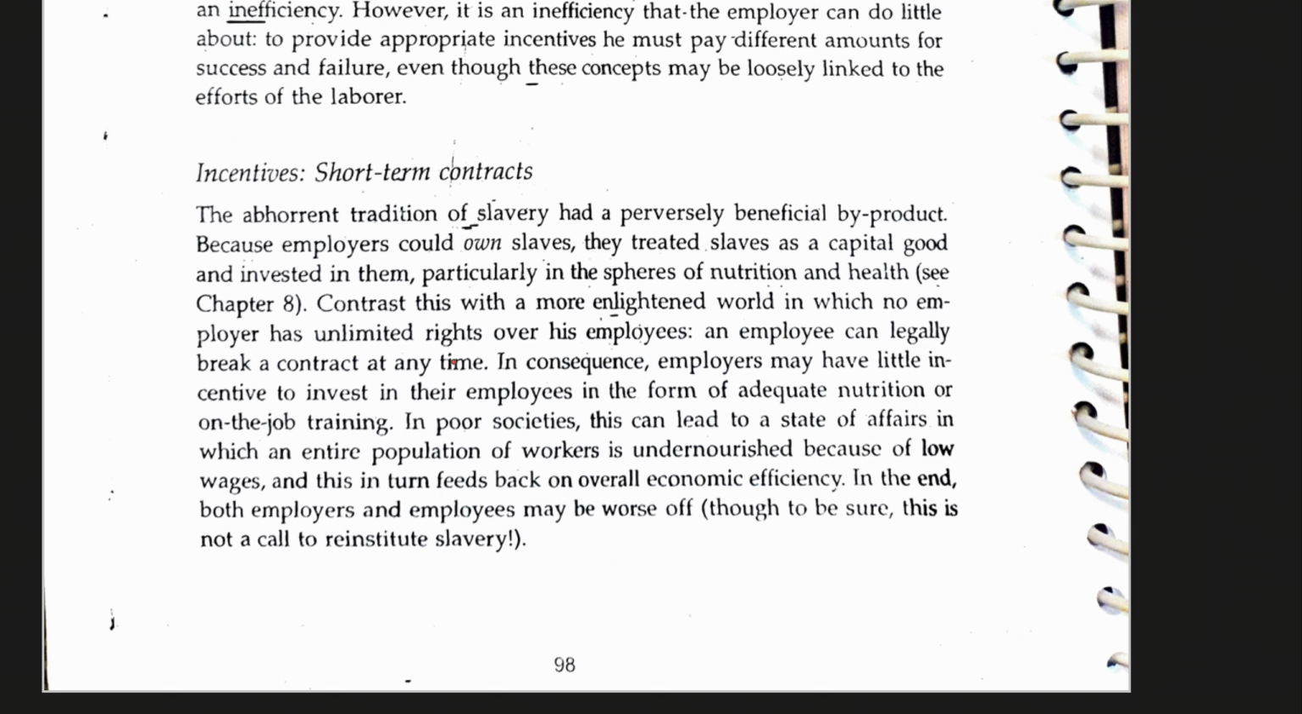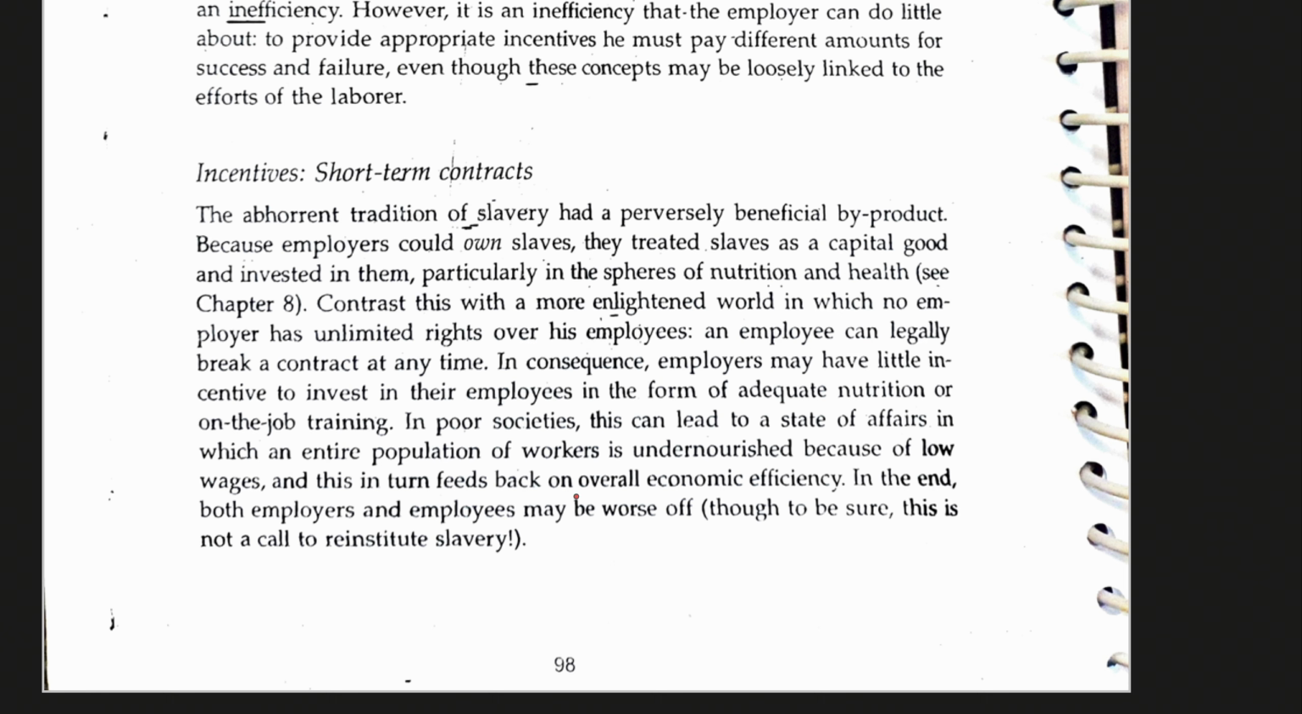In consequence, employers may have little incentive to invest in their employees. They do not have unlimited rights, so they don't care how the workers are. They just want their work done. Employers may have little incentive to invest in the employees in the form of adequate nutrition or on the job training. In poor societies, this can lead to a state of affairs in which an entire population of workers is undernourished because of low wages, and this in turn feeds back on overall economic efficiency.